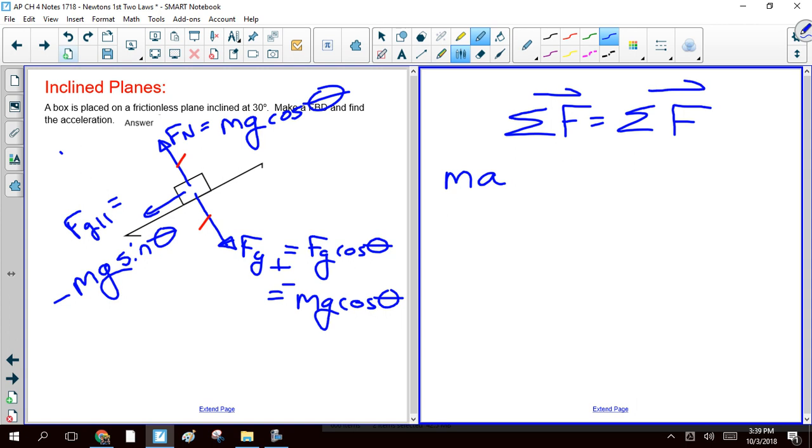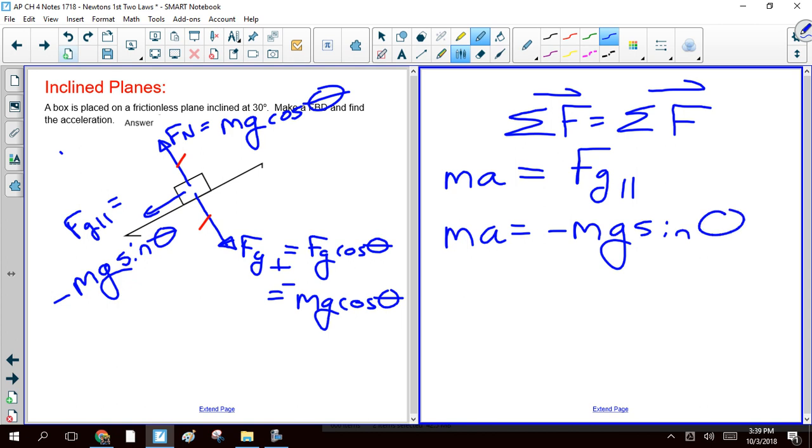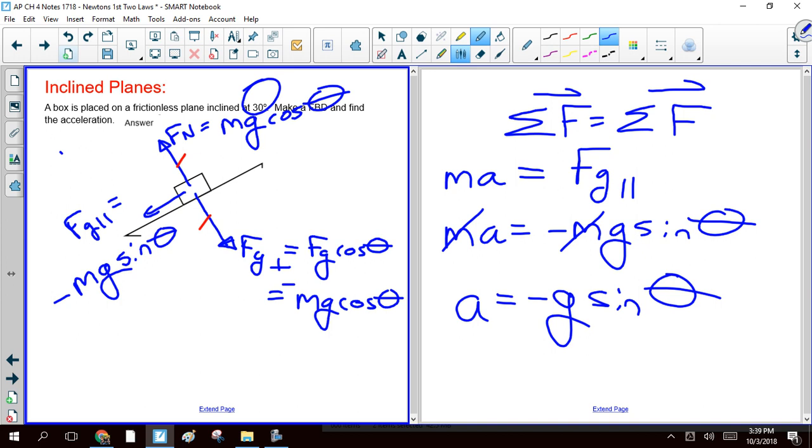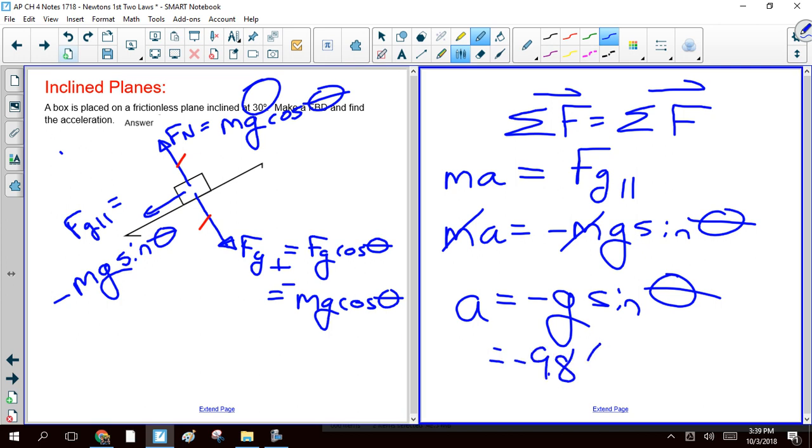We know that our normal force and our perpendicular components cancel out, so it's really just equal to Fg parallel, right? So we get ma equals negative mg sine theta. Divide both sides by m, and we discover that the acceleration of a thing on a frictionless inclined plane is just negative 9.8 times the sine of the angle. And for us, our angle is 30 degrees, so negative 9.8 times the sine of 30 gives you negative 4.9 meters per second squared, okay?